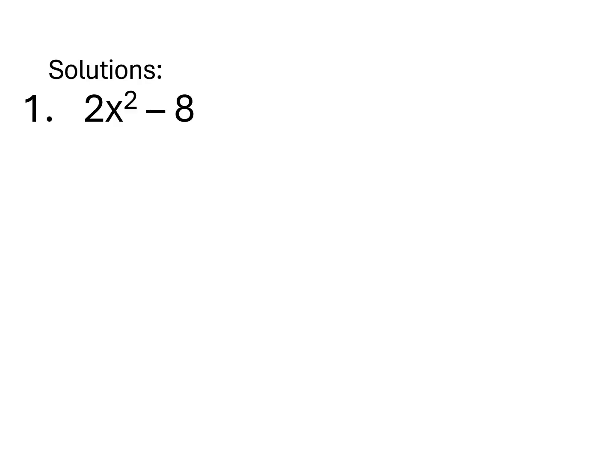To factor the polynomial in number 1, 2x squared minus 8, we start by examining the numerical coefficient and variables in each term to determine the greatest common factor, or GCF. The GCF in this case is, very good, that is 2.